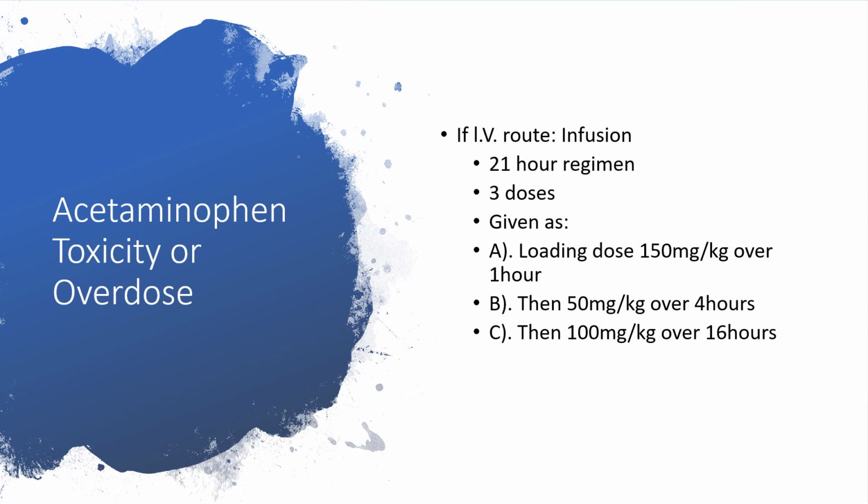If we have chosen the intravenous route, it means we are going to give it by infusion, and that will take 21 hours. We'll give 3 doses, given as follows. The loading dose will be 150 milligrams per kilogram over 1 hour. After that, we'll give 50 milligrams per kilogram over the next 4 hours. After that, we'll then give 100 milligrams per kilogram spread over 16 hours, making a 21-hour regimen.